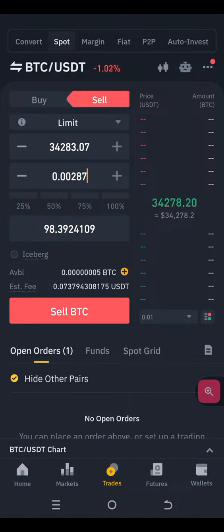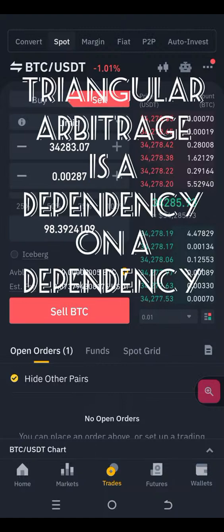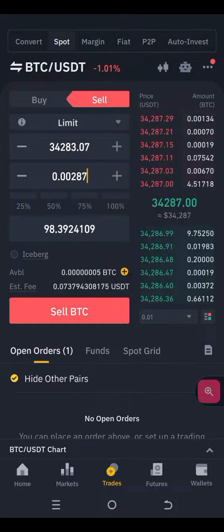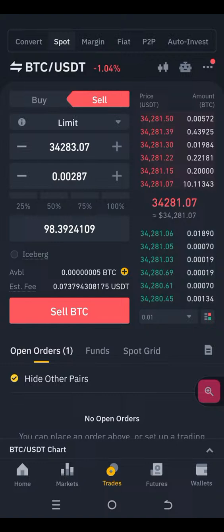Now, let me tell you something about triangular arbitrage. It's a dependency on a dependency. Okay? You have to understand the pros and cons of triangular arbitrage. The pros and cons include the fact that you'll have to wait to get a signal, and when you get that signal, you have to do what I call a deep dive simulation. Two things: it depends on whether you're able to make profit instantly or immediately, or at least within the next 4 to 6 hours.